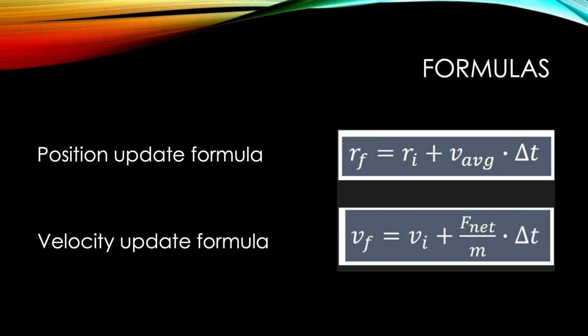Formulas. What are the main formulas we will use throughout this experiment? The first one is the position update formula, which is r_f equals r_i plus the average velocity times the change in time. And the velocity update formula is the final velocity equals the initial velocity plus the net force over the mass times the change in time.